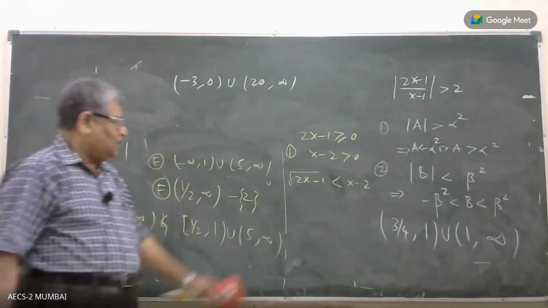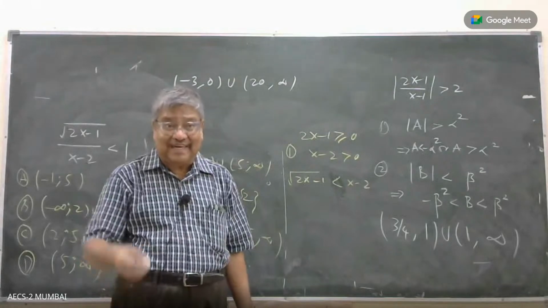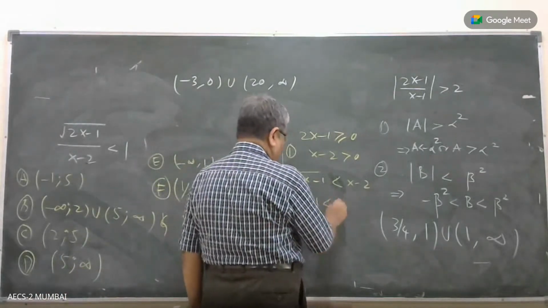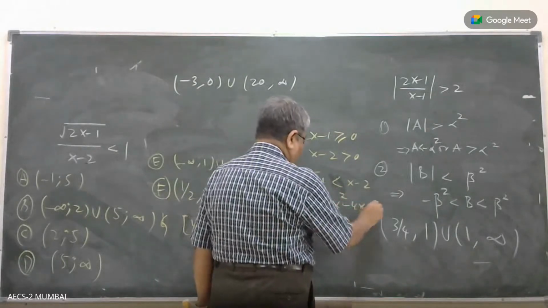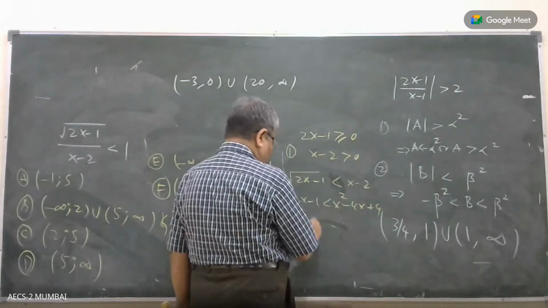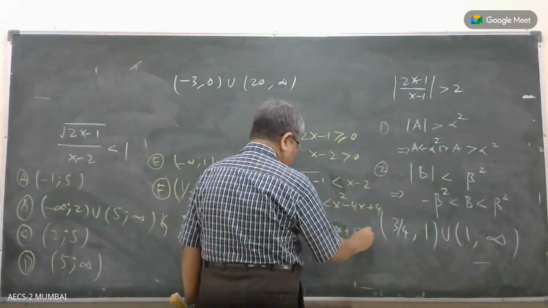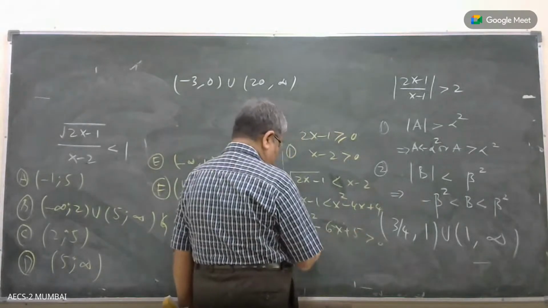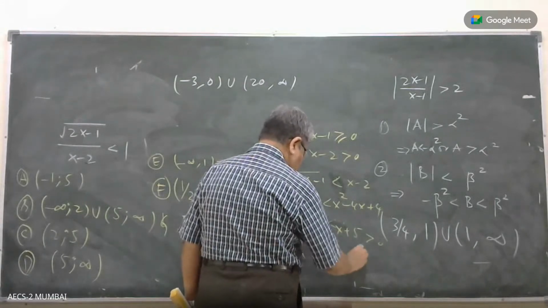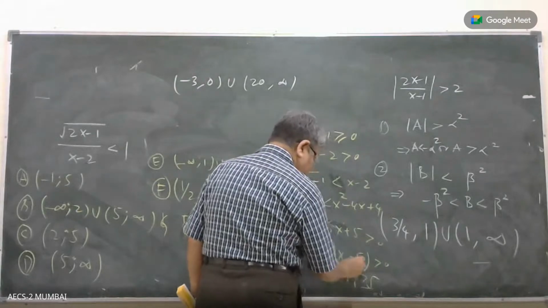Okay, let us see. Now square both sides. Can we square both sides? Yes, we have declared x minus 2 is positive. So 2x minus 1. This means x square what? This means x square minus 6x plus 5 is correct. So this means, do it graphically.